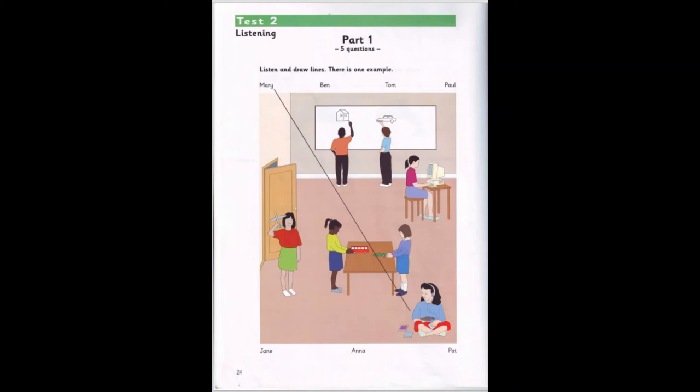5. Can you see Pat? Yes, I can. She's working. What's she doing? She's working at the computer. Oh, yes. She likes that.